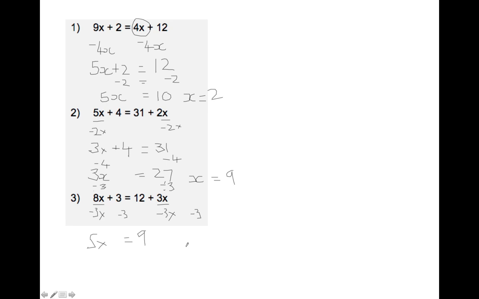5x equals 9. So to get rid of the 5, I need to divide by 5. And what is 9 divided by 5? Well, I'm just going to leave it as a fraction. X equals 9 over 5.